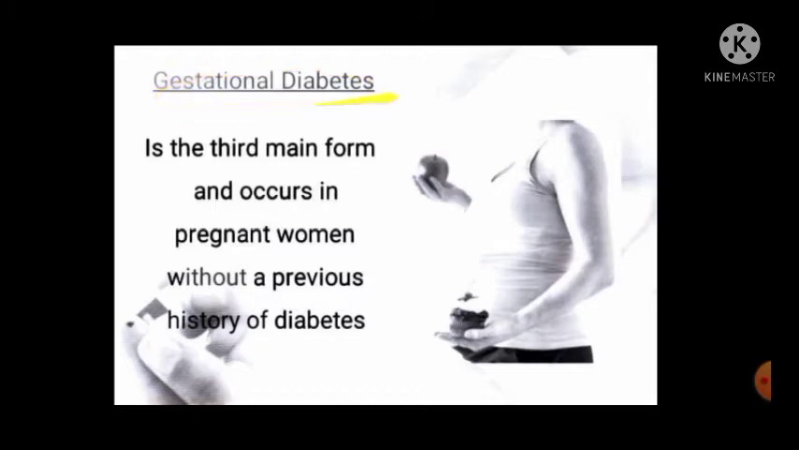Gestational diabetes. It is the third main type of diabetes, occurring in a pregnant woman without a previous history of diabetes.